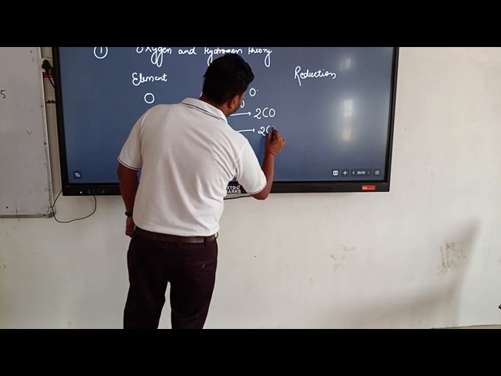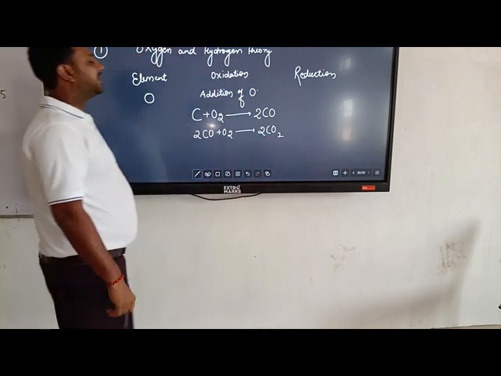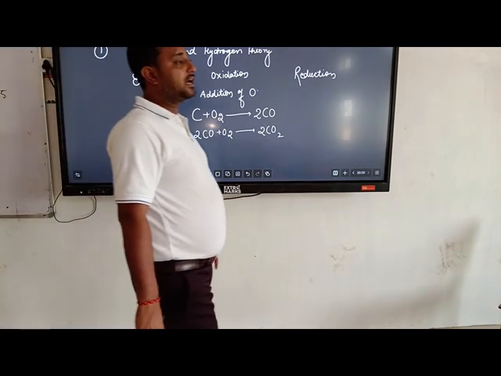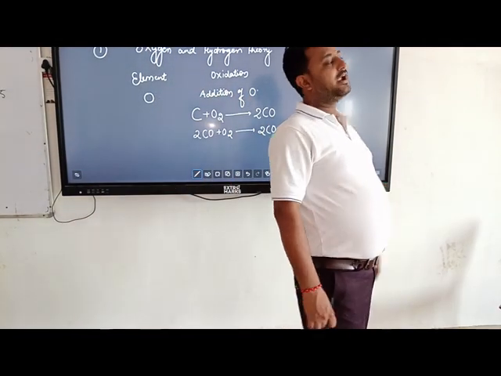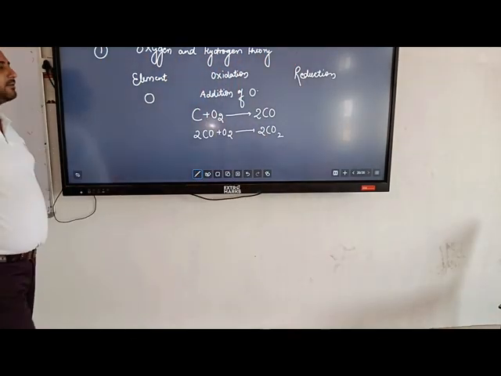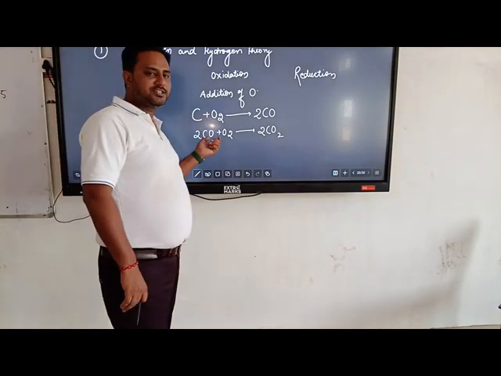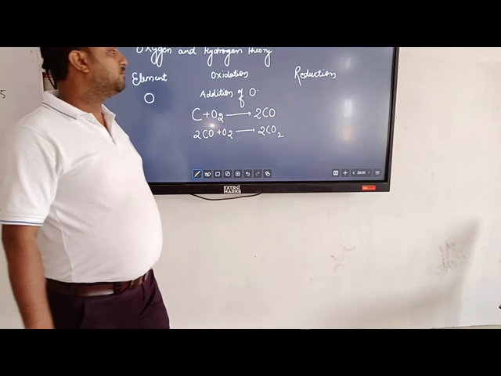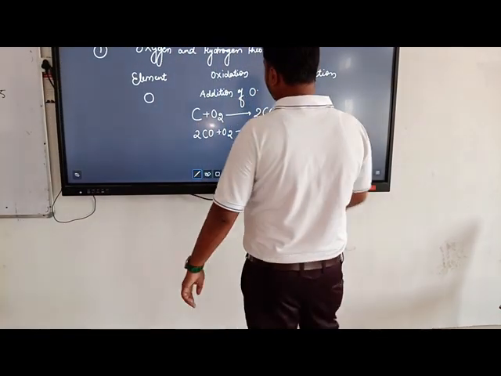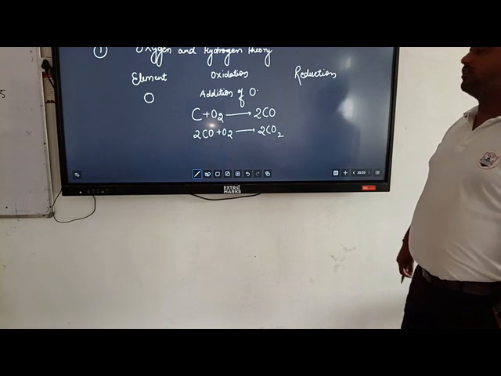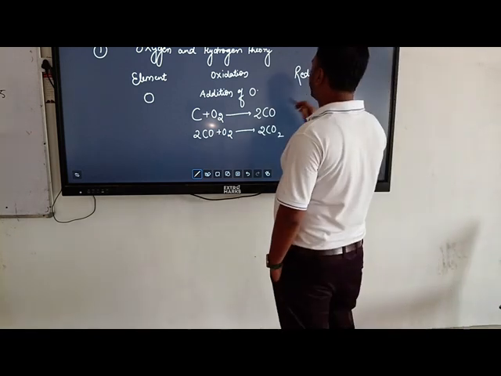In both these reactions, in the first reaction there is addition of oxygen on carbon taking place. So the first reaction is the oxidation of carbon, and in the second reaction addition of oxygen has taken place on carbon monoxide. So the second reaction is the oxidation of carbon monoxide. Now moving towards reduction. If oxidation means addition of oxygen, then reduction will be the reverse of this.